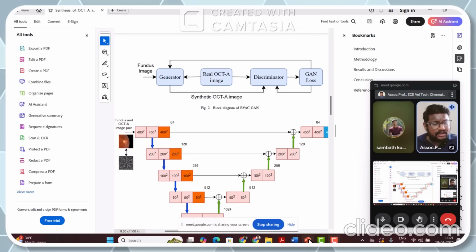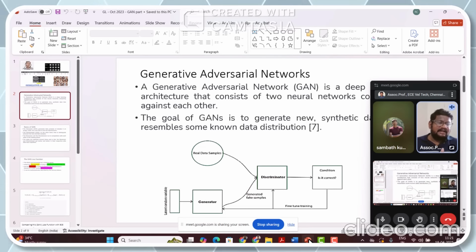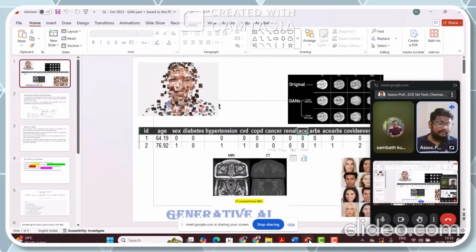Generative AI is something where we can synthesize data. Previously, AI has been restricted to decision, to identify something, to classify as normal or abnormal, or to diagnose something. Once generative AI came into the picture, we are able to generate data. That's what we are seeing here. We are able to generate human faces. We are able to generate medical images. As you can see at the top, original cerebral images are there, and GAN generated images are there.